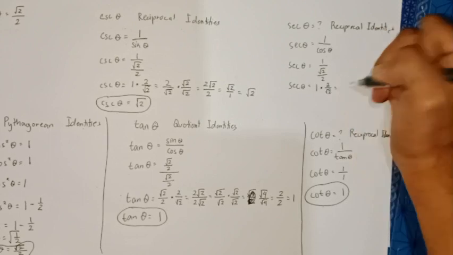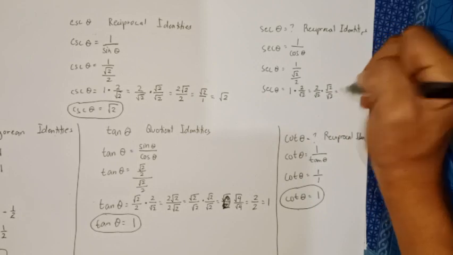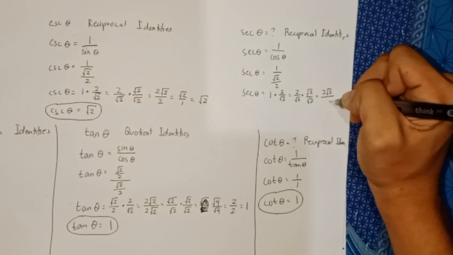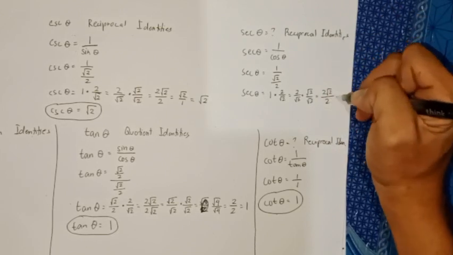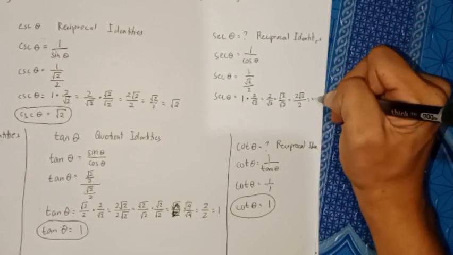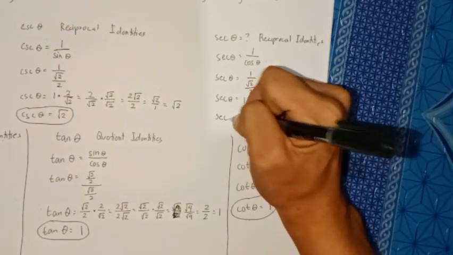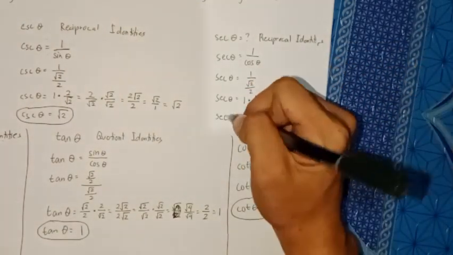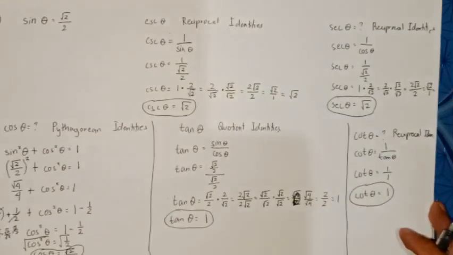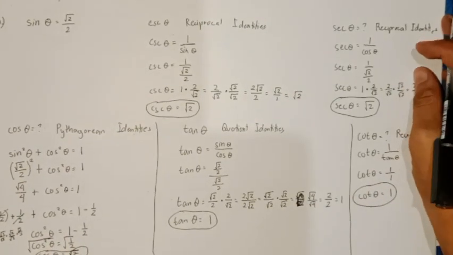2 over square root of 2, rationalize, square root of 2 over square root of 2. 2 square root of 2 over square root of 2 times square root of 2, which is square root of 4. So square root of 4 is 2. So simplify, we have 2 over 2 is equal to 1. So square root of 2 over 1 is equal to square root of 2. So our secant is square root of 2. This is now our secant theta. So we finally found the 5 remaining trigonometric functions of the acute angle theta.